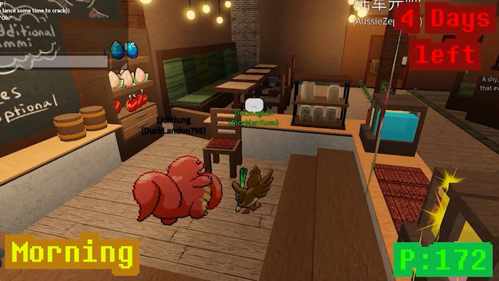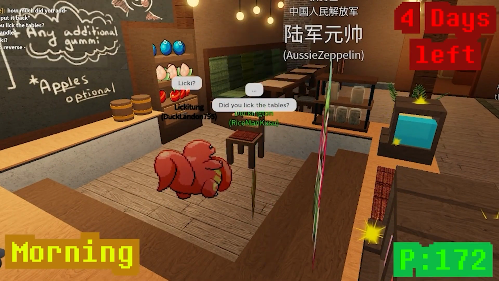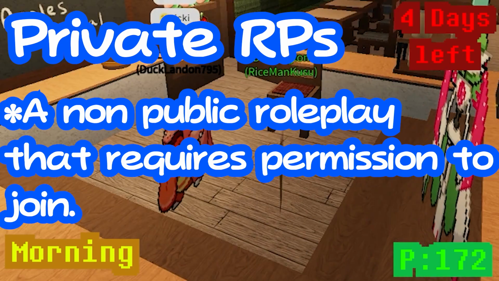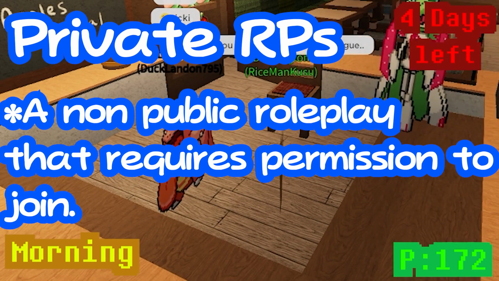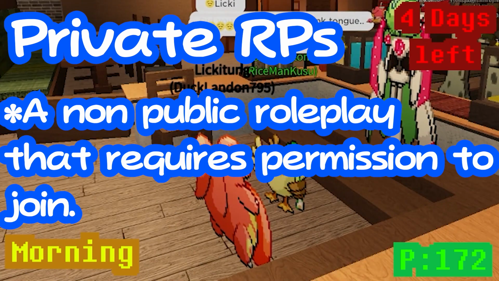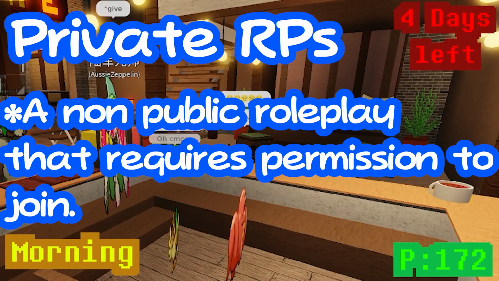Now that we got the basic terminology out of the way, it's time to understand the different types of roleplays. Private roleplays are roleplays that are usually taken part in by a few people and essentially exist in their own little world, not being affected by the actions of roleplayers who aren't a part of that roleplay. Private roleplays can be joined if a person asks permission from the people within that private RP and they allow them in.